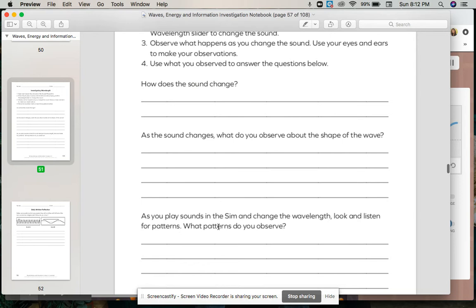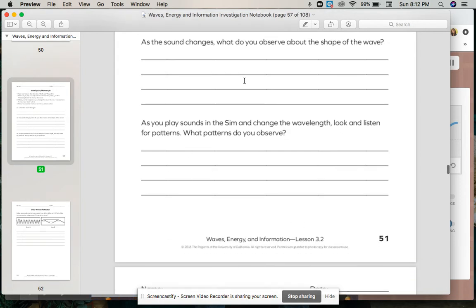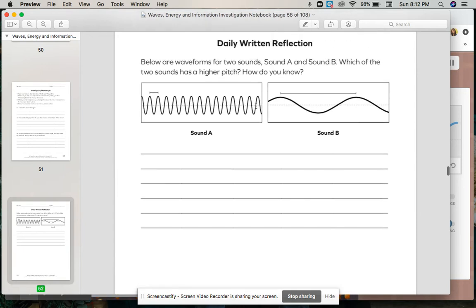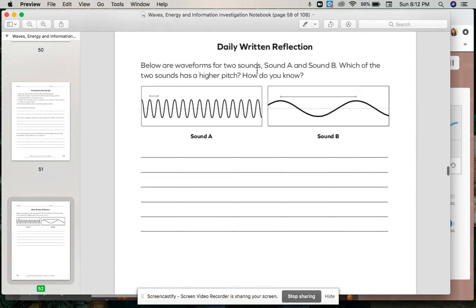Please make sure you guys write these in complete sentences with a capital and a period. These questions that have a few more lines, maybe come up with at least 2 sentences. I'd really like to see some complete thoughts here. Then on page 52, you just have to answer this one question.